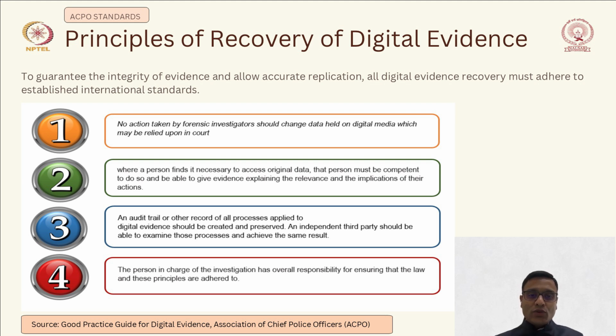Second, whatever I do, I try to avoid acting on the originals so that, as far as possible, the original is kept intact. And in case I am acting on an original, or whatever actions I take on a copy also, there should be a recorded audit trail so that whoever does an independent third party audit will also get the same result. And it is the responsibility of the overall investigating officer to ensure all these principles.